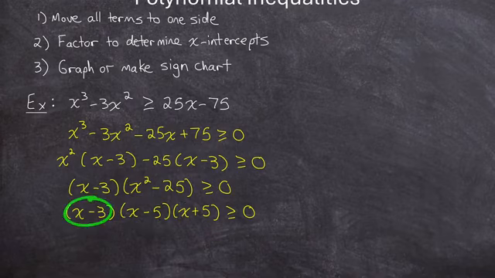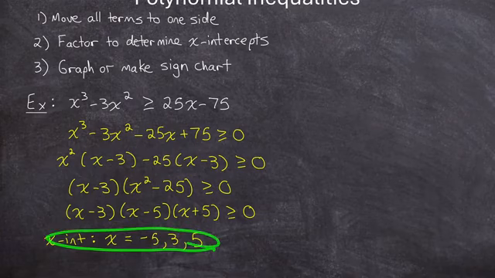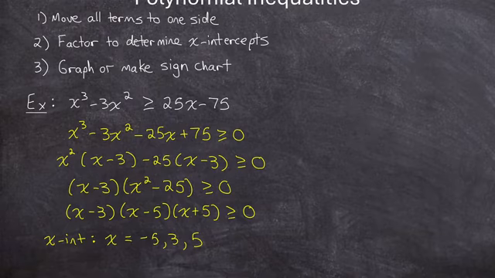3 would make the first factor be 0, 5 would make the second factor be 0, and negative 5 would make the last factor be 0. And now that I know the x-intercepts of this polynomial function, I should be able to sketch a rough graph of it, and then using the graph, figure out when that polynomial is greater than or equal to 0.